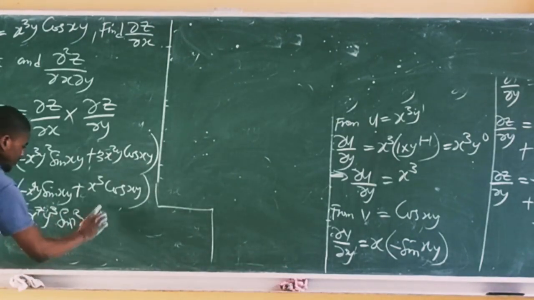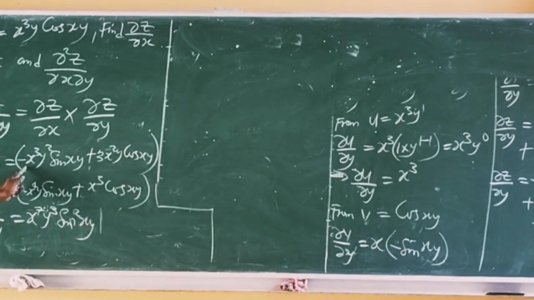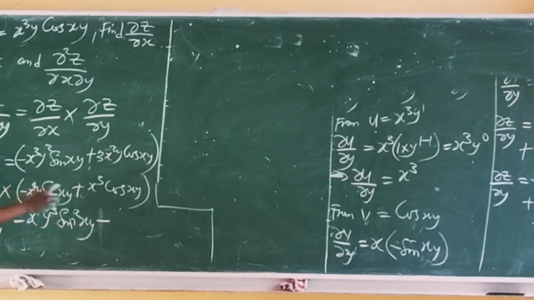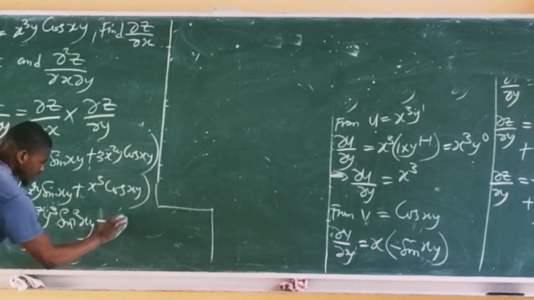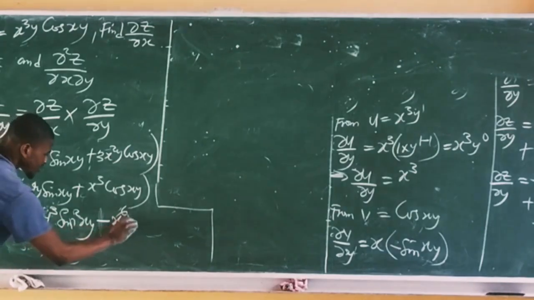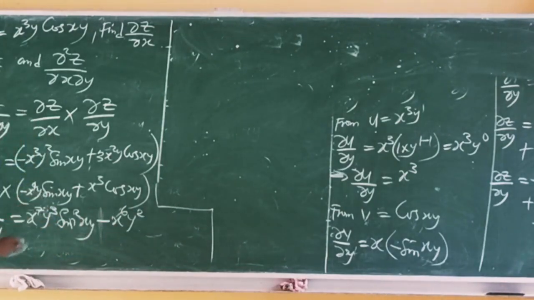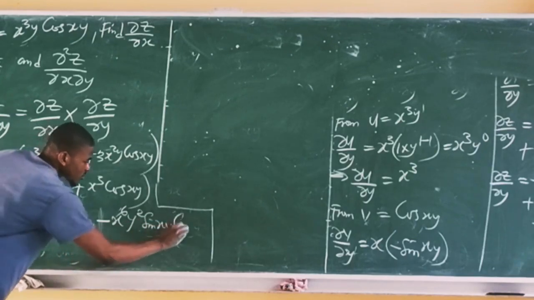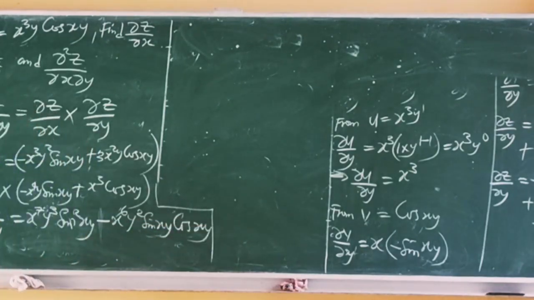Okay, plus minus x cubed y squared sine xy multiplied by x cubed cos xy. Minus times plus simply gives us minus. So we have x cubed and x cubed, that will give us x to the power of 6. Then we have y squared, sine xy cos xy. Alright, so we expand this other bracket and this other variable.